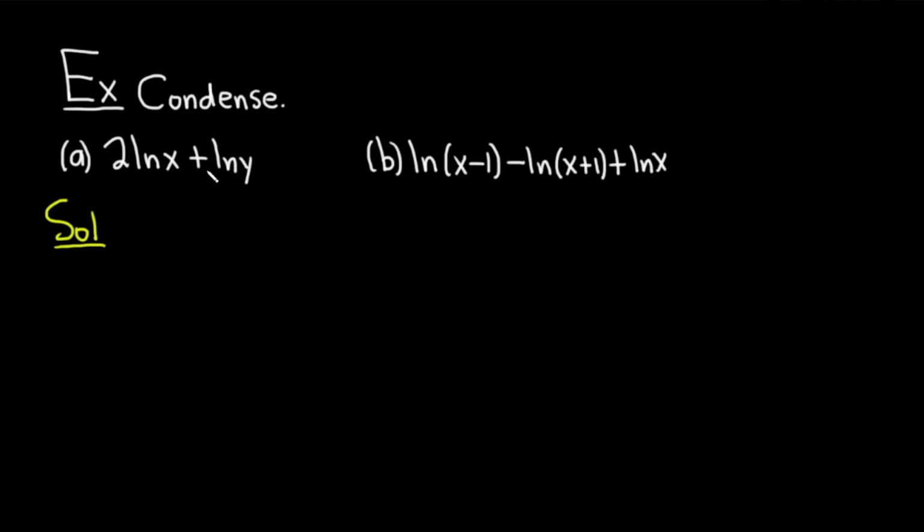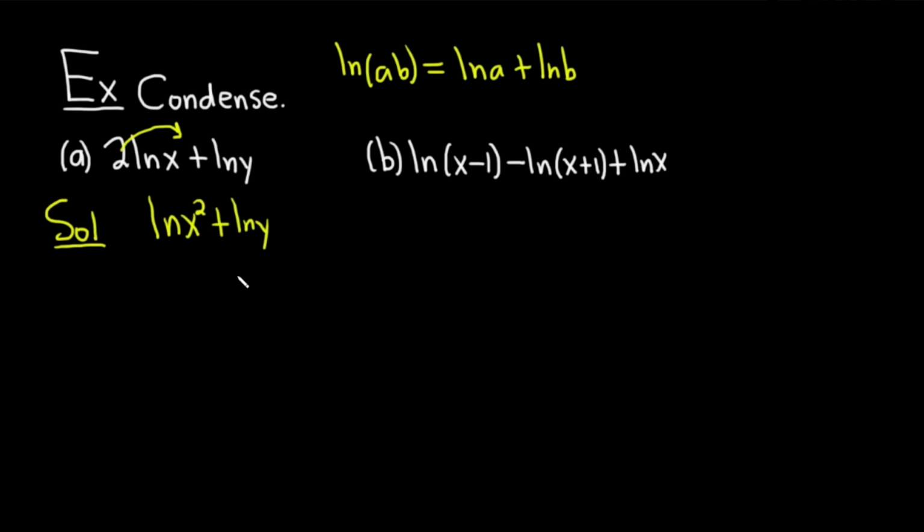In order to combine these logs with the product rule, we first need to get rid of this 2. Recall the product rule just says if you have, say, the ln of a times b, it's equal to the natural log of a plus the natural log of b. You'll notice that there's no numbers in front of these logs. Here we have a 2, so we need to bring it up using the power rule. This is the natural log of x squared plus the natural log of y. Again, that was the power rule. If you have, say, p ln x, you can write that as ln x to the p. You can always bring those numbers up and bring them down.